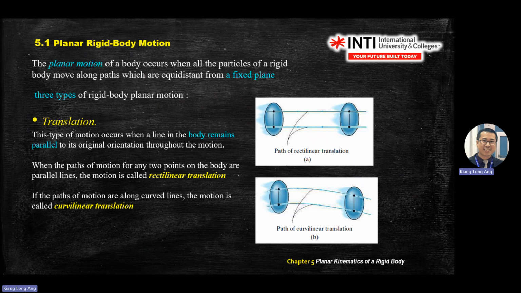If it moves in a curve but the orientation is still the same, we call it curvilinear translation. So there are 2 types. One is linear translation, where the orientation is the same and the motion is in a straight line. The other is where the orientation is still the same, but the motion is curvilinear. Again, we are now entering rigid body and no longer particles. We are now in a new chapter where we look at rigid body.